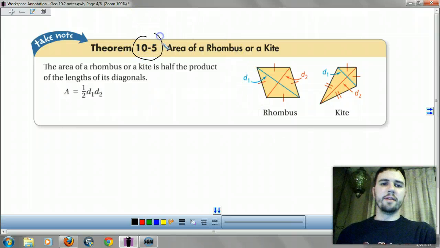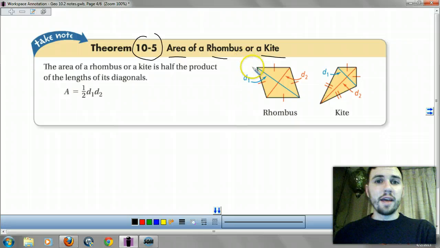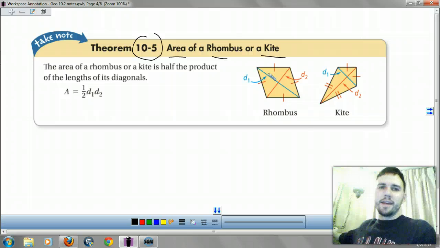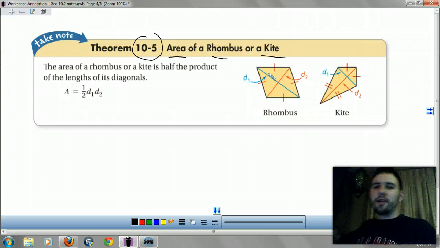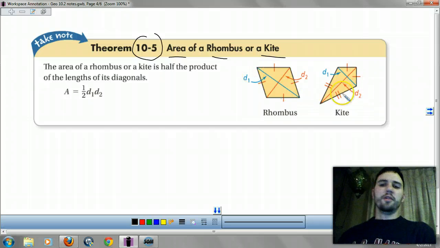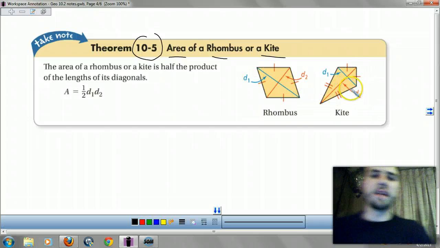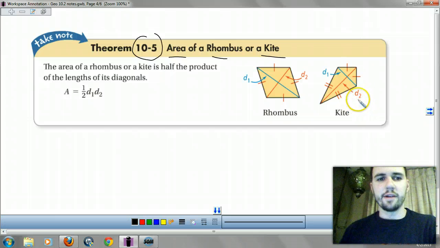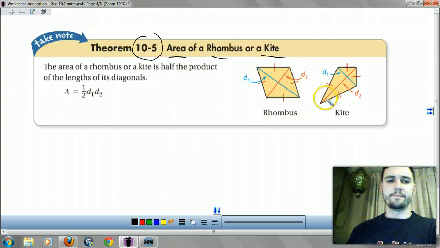Theorem 10.5. Area of a rhombus or a kite. Did you know that the area of a rhombus is 1/2 its diagonal times its other diagonal? Well, now you do. Kite, you can do the same thing. Times the diagonals, take half of it. Bada boom, bada bing. You have its area.